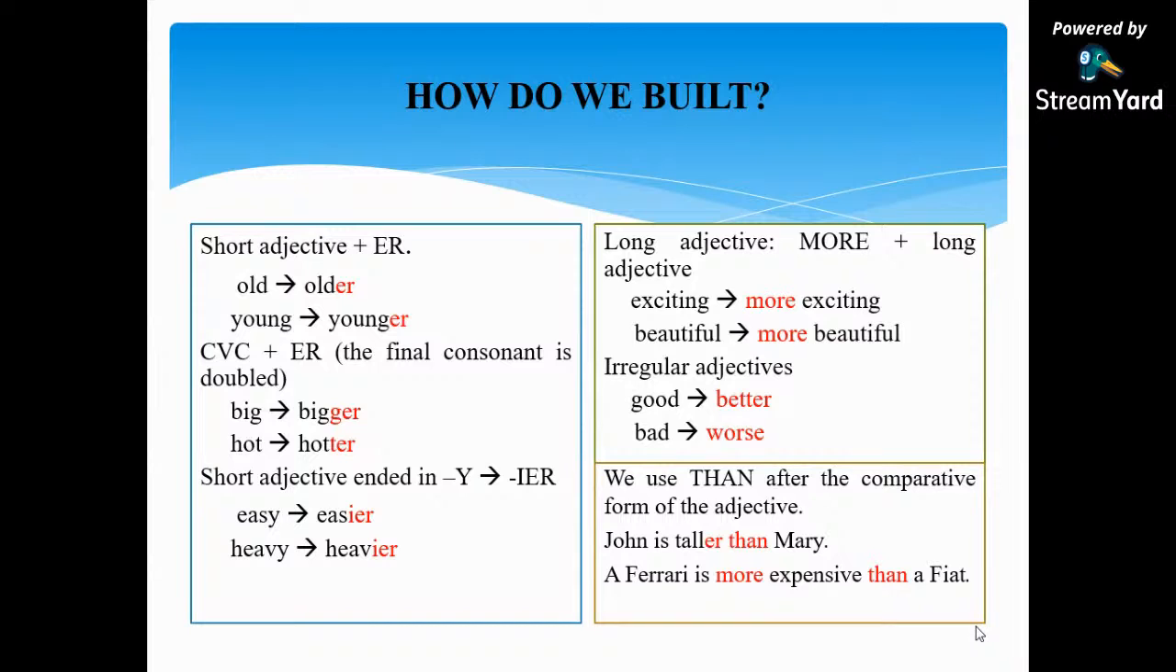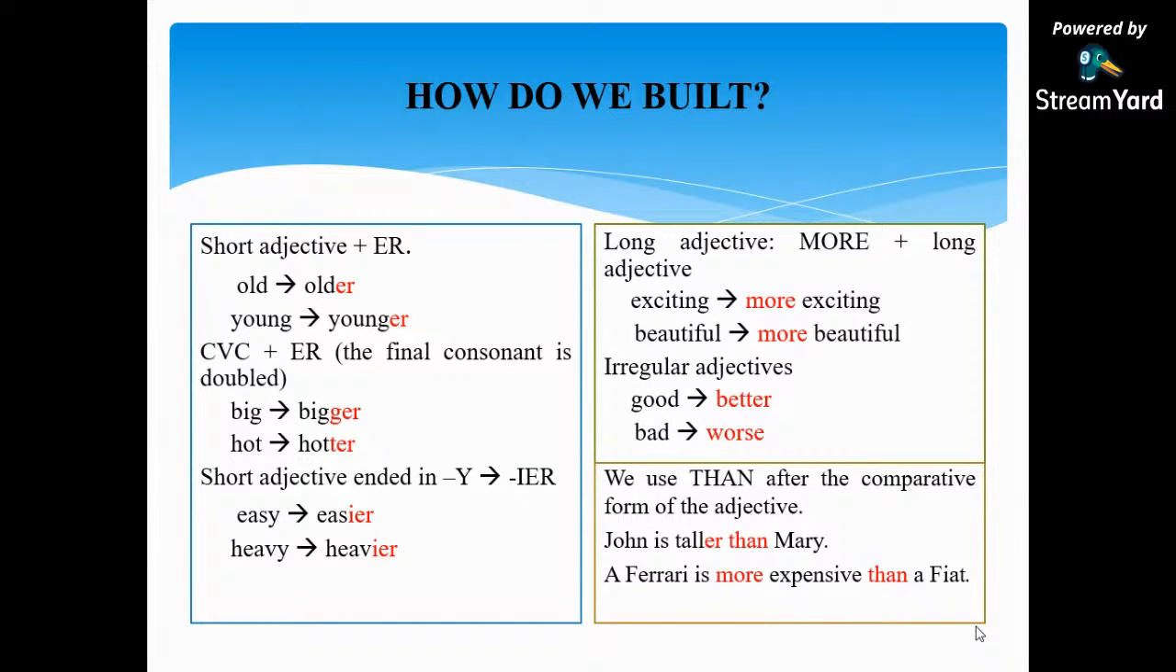Then, the short adjectives that end in the letter Y change. Instead of Y, they will have an -ier ending. For example, the adjectives such as easy, that will be easier, and heavy, that will be heavier. Then, what happens with long adjectives? For long adjectives, we add the word more before the adjective. For example, exciting will be more exciting and beautiful will be more beautiful.